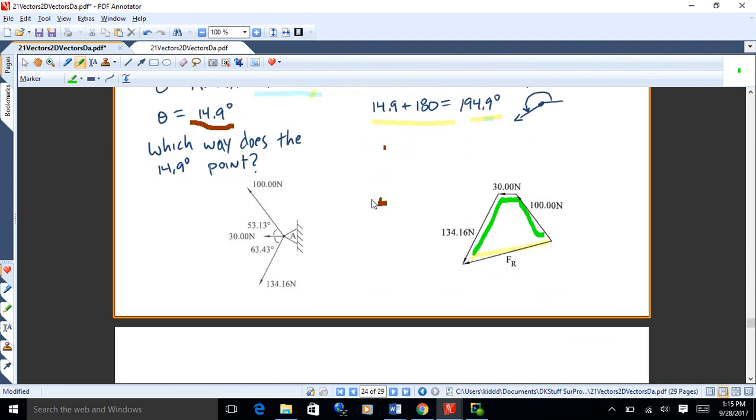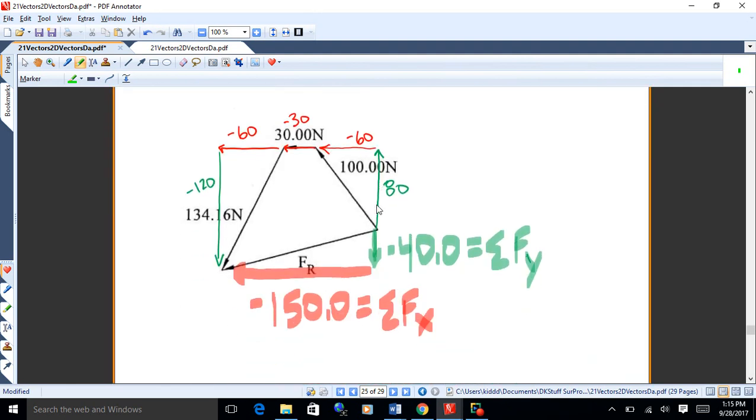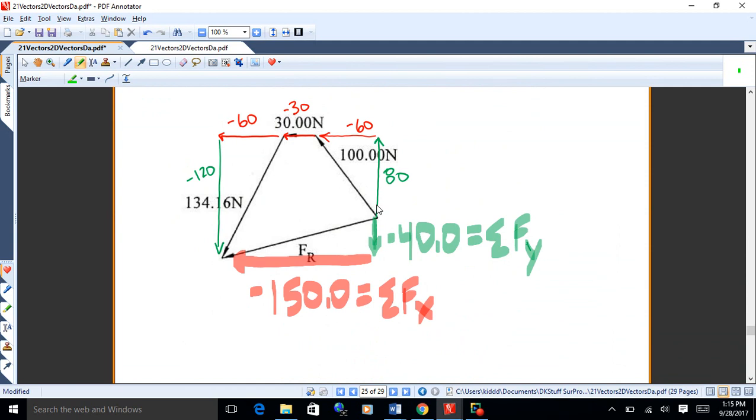at 14.9 degrees. Okay, now this is what we did there. We broke that thing up into x and y components, the x in red and the y in green, and we just kind of added them together and got the resultant there of negative 40 and negative 150. All right.